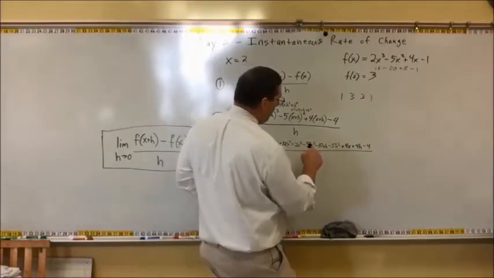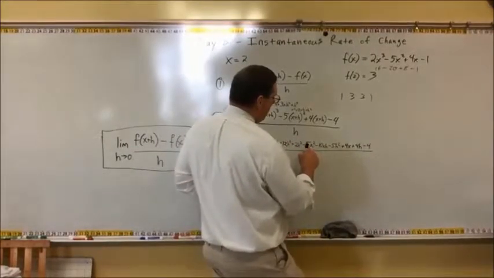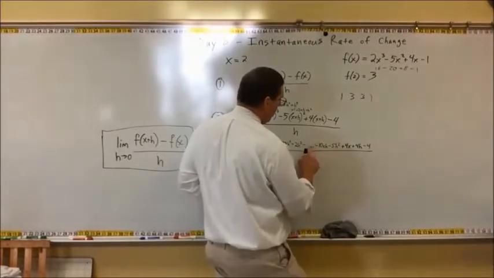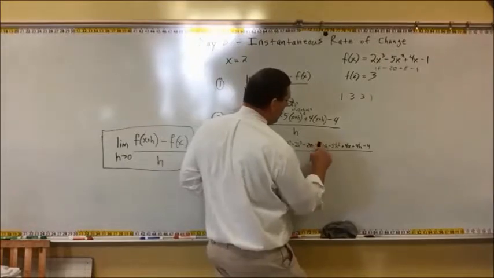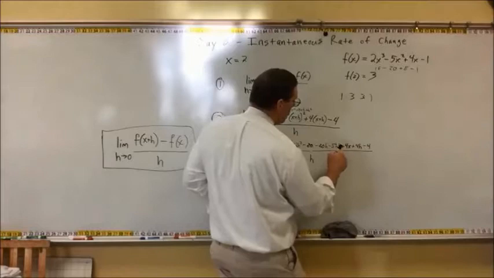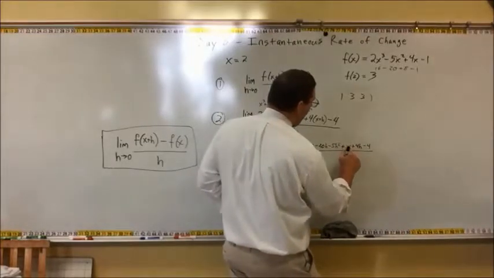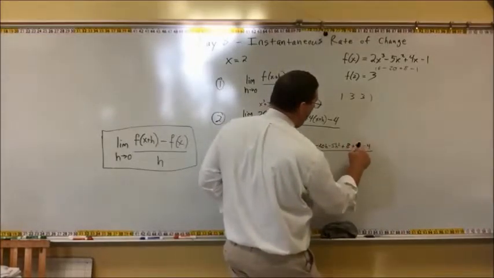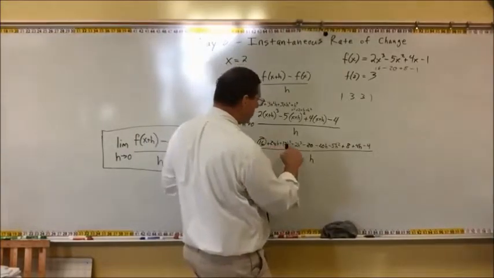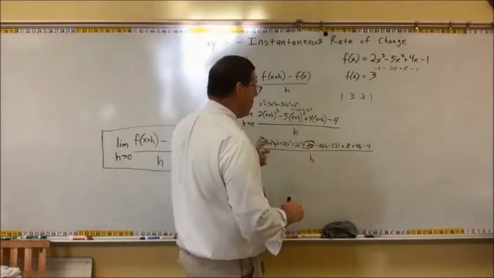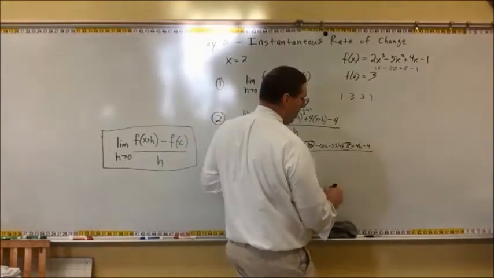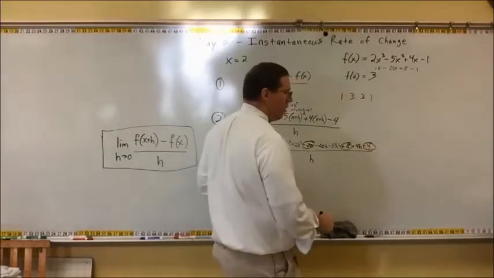There's no x's here. This is 5x squared, so this is going to be minus 20. This 10 times x, that's going to be a 20. That's going to stay. There's no x's there. 4 times 2, that's going to be an 8, and then there's no x's here. So now here's what we have. 16 minus 20 is negative 4, plus 8 is 4, minus 4 is 0.